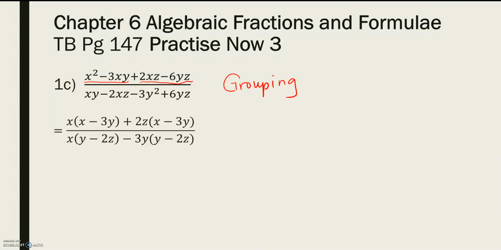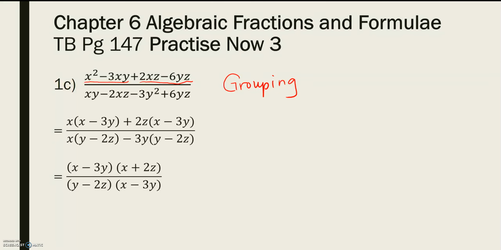leading to your numerator having the common factor x minus 3y. You will do the same in the denominator, and from this you further factorize to get the final grouped terms to be x minus 3y times x plus 2z in the numerator, and the denominator to have y minus 2z times x minus 3y.